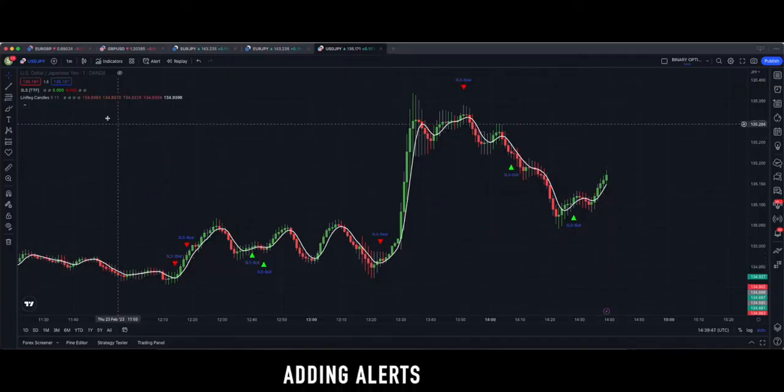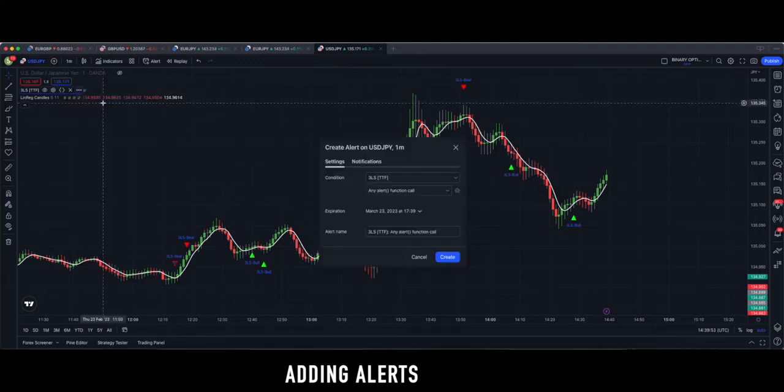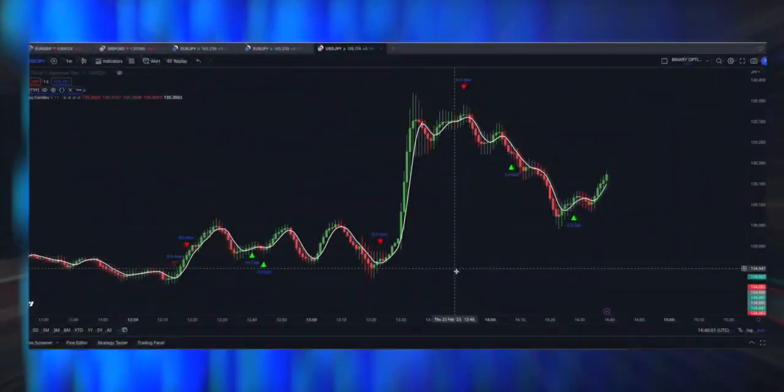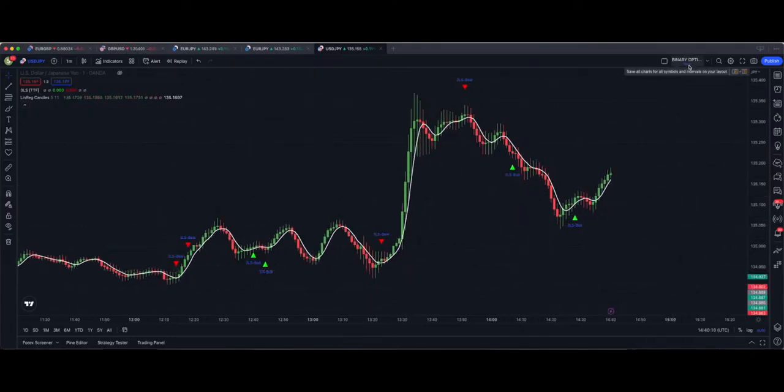One last thing you can do is add an alert on the 3-line strike indicator. On your top left, click on the 3 dots and choose add alert. This will notify you of an incoming trade setup to get you ready. Okay, enough talk. Let's put this strategy to the test on a real account using the IQ Option broker.